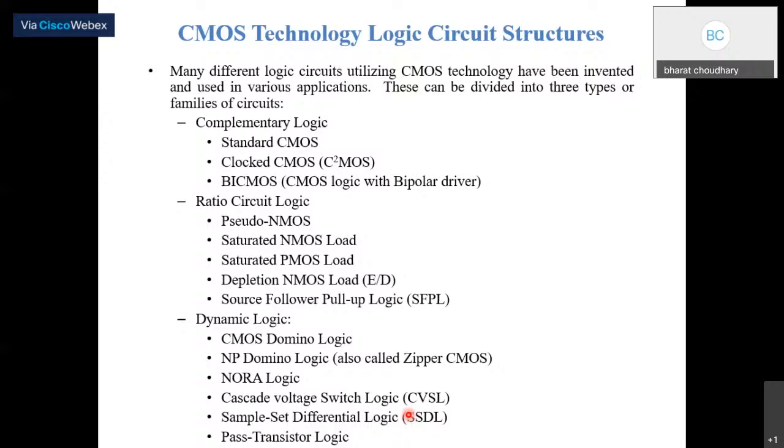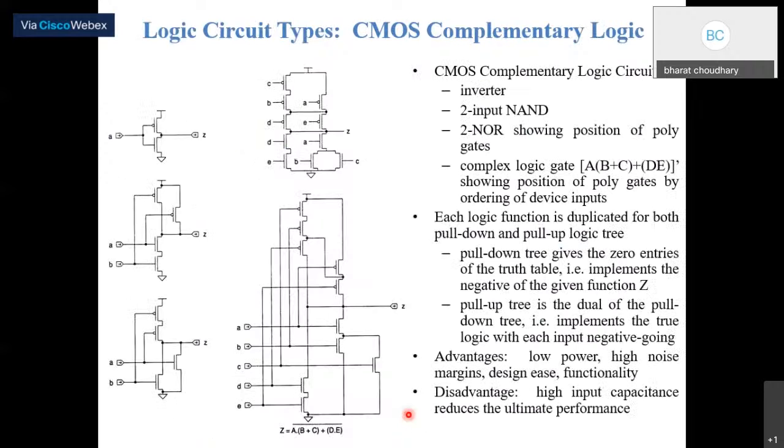These work on different principles: CMOS domino logic, NP domino, NORA, cascade voltage switch logic, sample set differential logic, and pass transistor logic. So we will discuss them one by one. Now this is CMOS complementary logic.